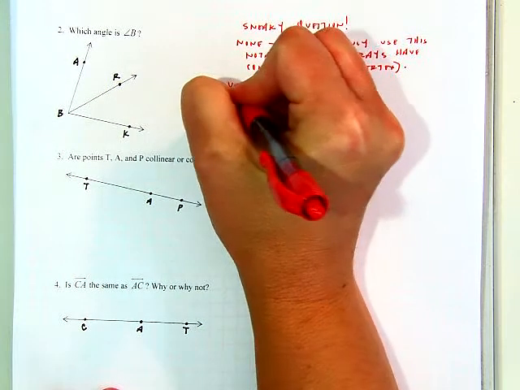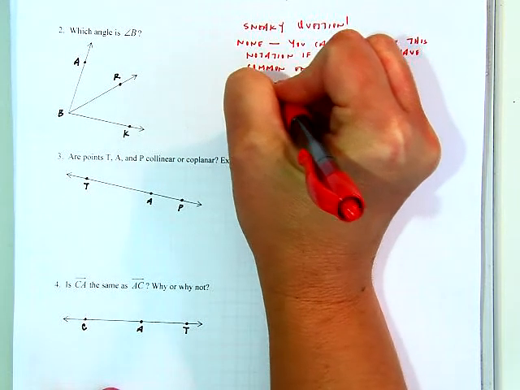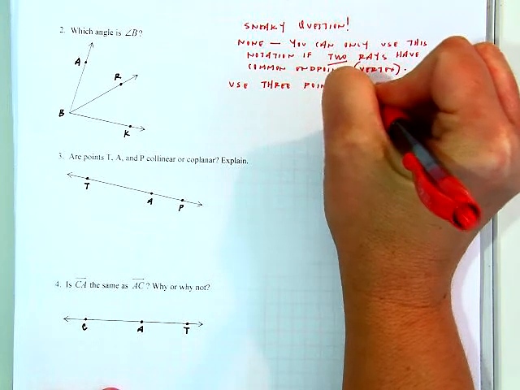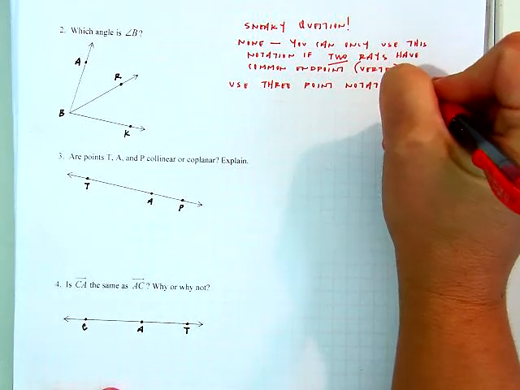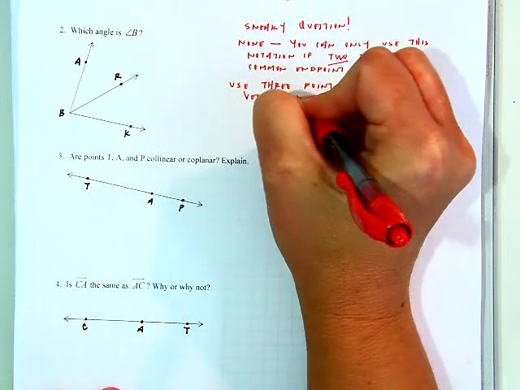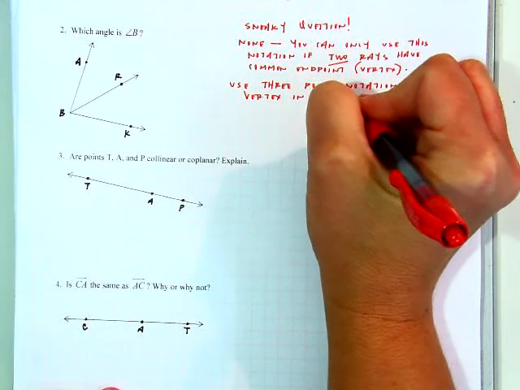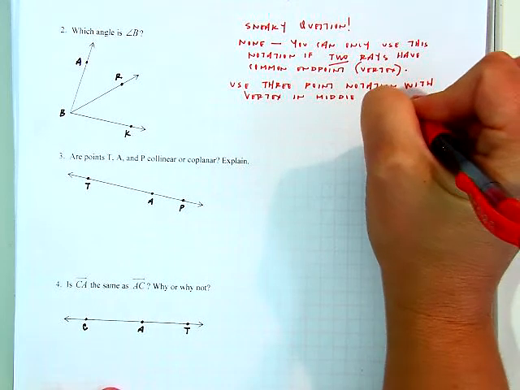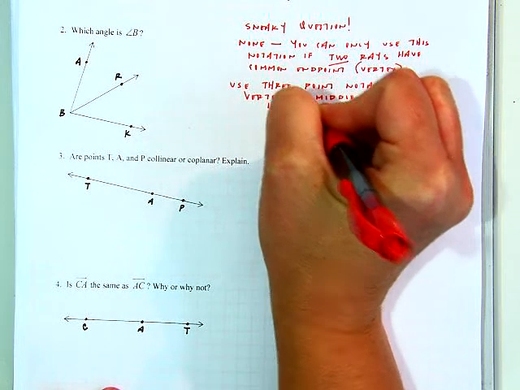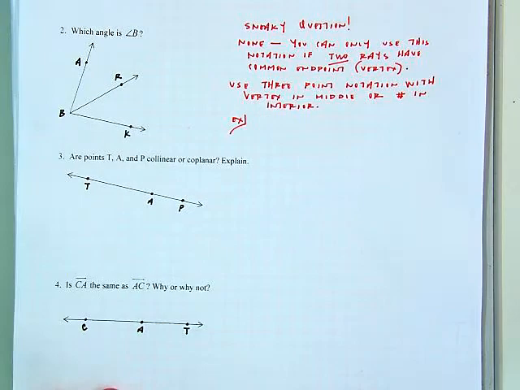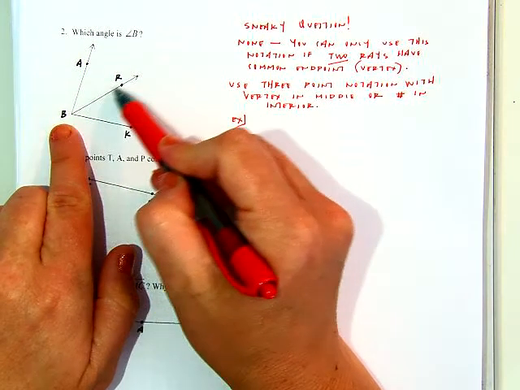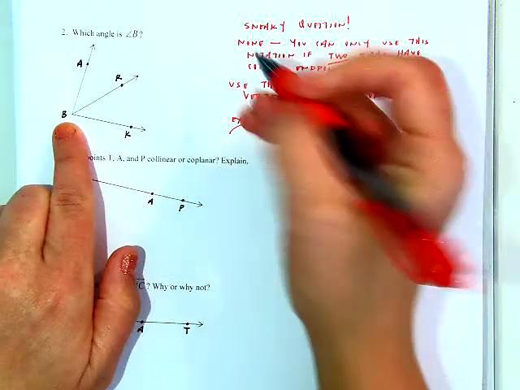So we would use a 3-point notation with the vertex in the middle. Or we would use a number in the interior. Let me give you an example. Okay, so again, we could use a 3-point notation. So in my visual, if I meant this one right here, I could have named it ABR.